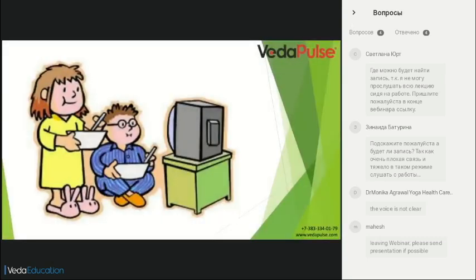So, something that we see most of the time in our homes is that we are eating without actually taking care of what we are eating in front of televisions.